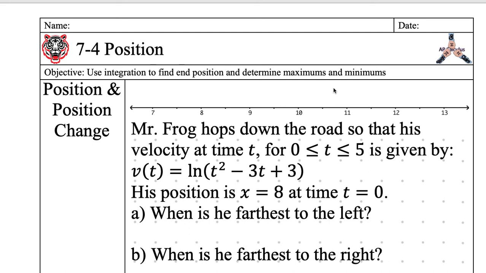All right, so we are in AP Calculus. Today's date is Thursday, January 9th, 2020. All right, so the lesson today is 7-4. Our objective today is to do what?